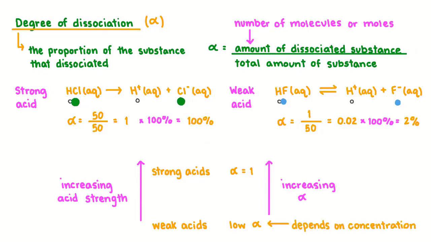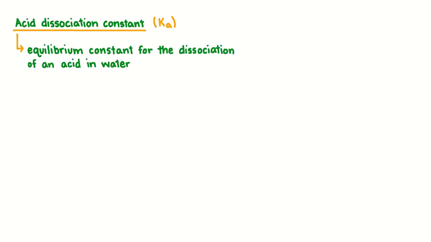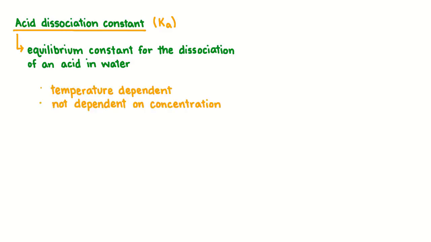But the extent to which a weak acid dissociates is dependent on the concentration of the acid. So to better quantify the strength of an acid, we can calculate an acid dissociation constant. An acid dissociation constant, symbol Ka, is the equilibrium constant for the dissociation of an acid in water. It is temperature dependent, but it is not dependent on the acid concentration.